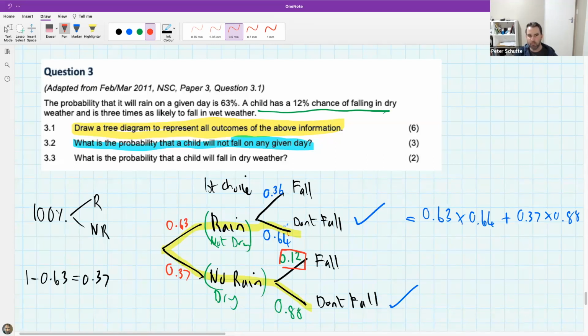Now it says here, what is the probability that a child will not fall on any given day? Well, all I need to do is calculate the probability of these 2 things, which I'm going to need my calculator for. So 0.63 times 0.64 plus 0.37 times 0.88, and you should get 0.7288. So there's a 72.88% chance that you will not fall on any type of day.